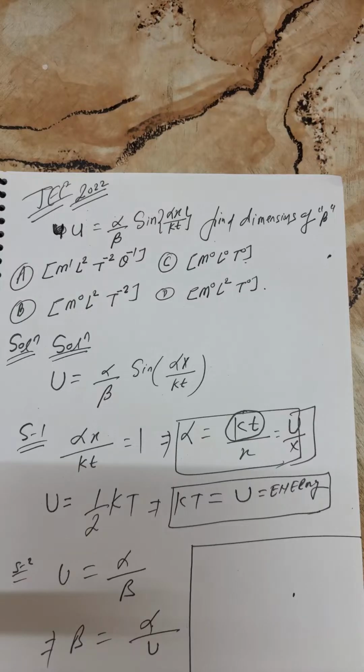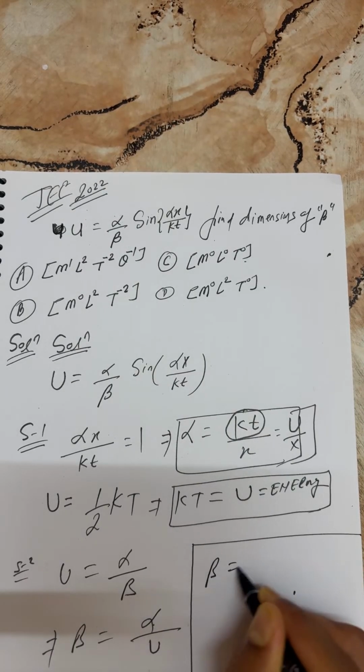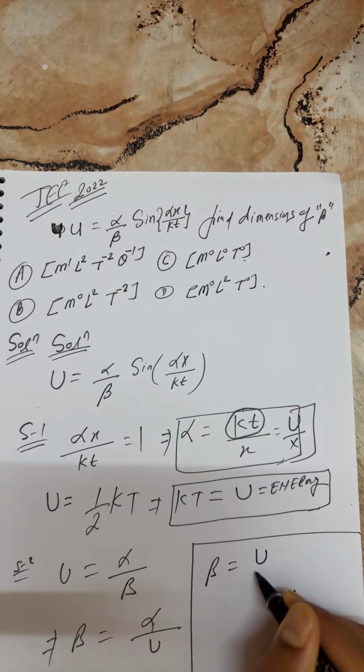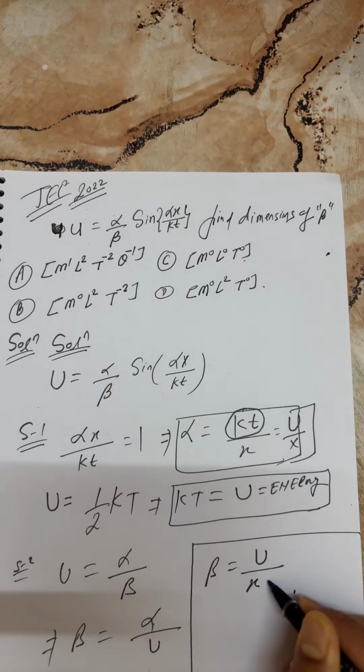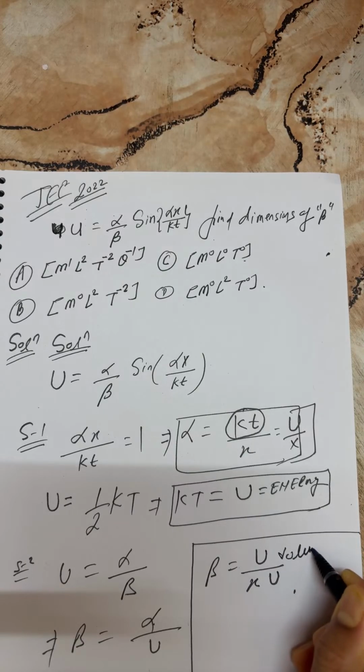Option B, I think. I'm calculating, beta. Just give me a chance to solve further. So you can say beta is equal to alpha by U. Alpha and beta we already found. This is energy per unit length, and this is energy density, that is energy per unit volume.